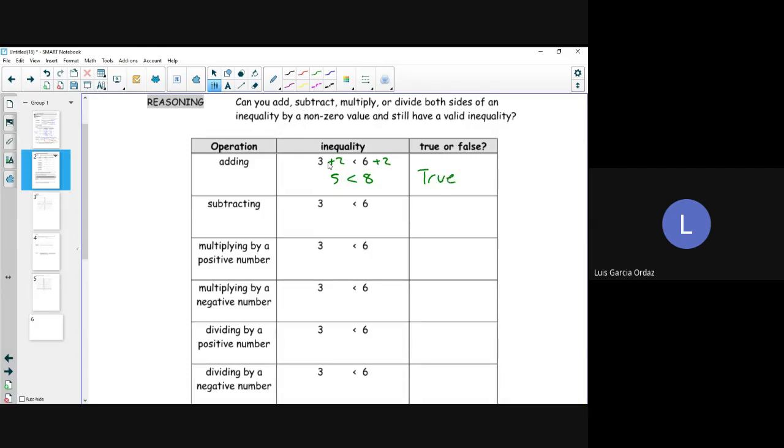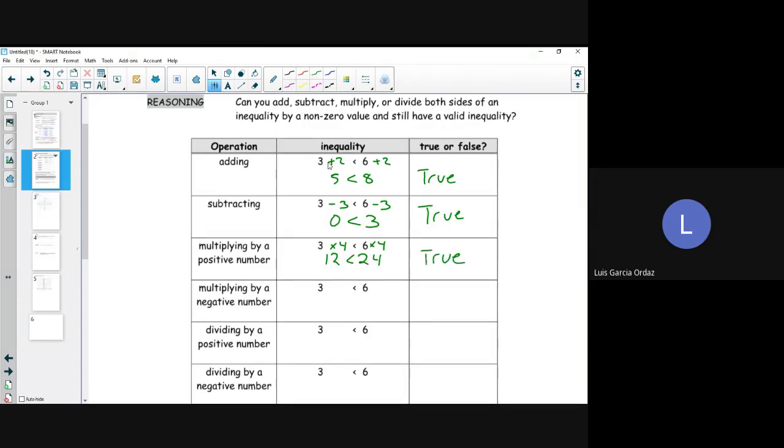Okay. Next one, we're going to subtract. Someone give me a value to subtract. So we're going to take 3, 3 minus 3, 6 minus 3. We get 0 less than 3. And as we all know, that is also true. Okay? How about the next one? We want to multiply by a positive number. Give me a positive number to multiply by. We're going to take 4. So we get 12 is less than 24. And that is also true.